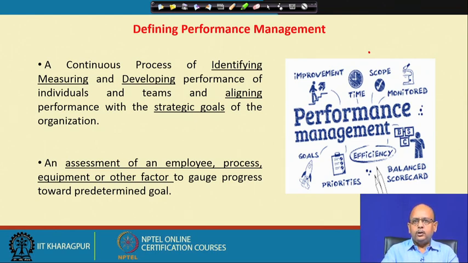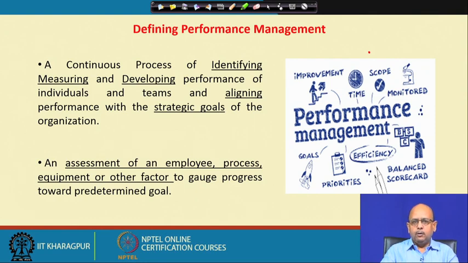You also need to ensure that your performance is aligned with the goals and objectives of the organization, right. So, there are three things that are very important. You need to identify your performance goals, you need to see how you are going to measure it, and you also need to improve your performance, so that it contributes in a better way to the goals and objectives of the organization.